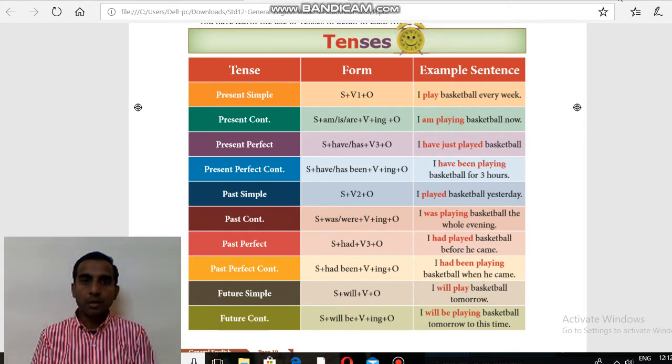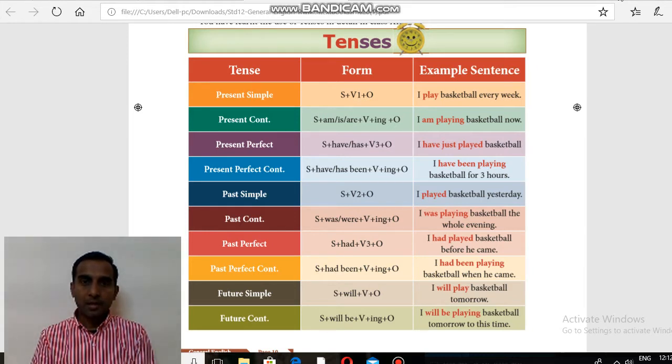So tense is something which shows the time of action. It might have happened in the past, it might have happened before, or it might happen now, present, or it might happen after, the future. So these are the three tenses. So tense is something which shows the time of the action.